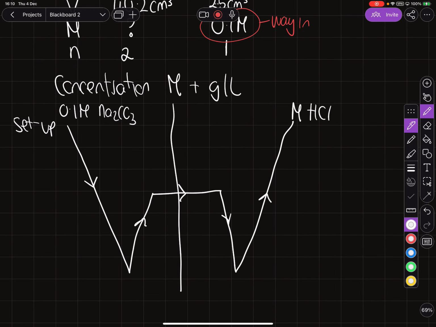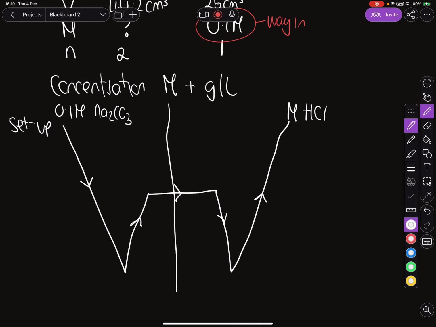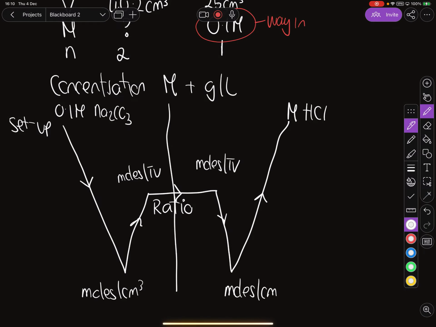So in simple terms, we have these labels on our points. This is going to be moles per centimetre cubed. This is going to be moles in our titre volume for our sodium carbonate. This is going to be moles for our titre volume for our HCl. We are going to apply our ratio here. Following along, we will have moles per centimetre cubed here. And finally, when we go up to the top, this is the thing that we're trying to find, the question mark.